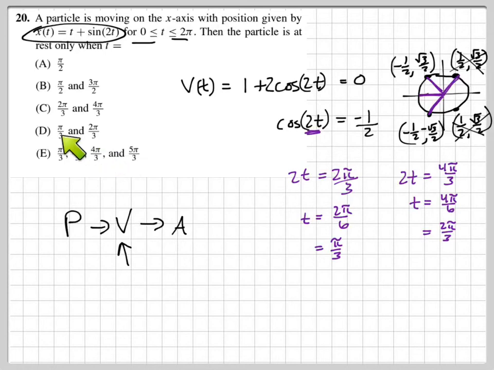Now I can see that D has our two solutions. But E also has the two solutions, and we have 4 pi over 3 and 5 pi over 3 right there. Now that kind of concerns me. Like, how can those also be answers?